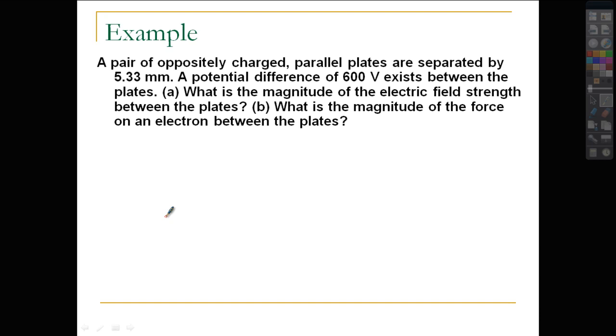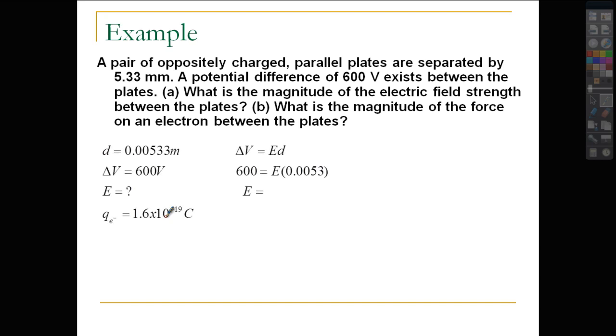So example, a pair of oppositely charged parallel plates are separated by 5.33 millimeters. A potential difference of 600 volts exists between the plates. What is the magnitude of the electric field strength between the plates, and what is the magnitude of the force on an electron between the plates? So we write down everything we know, because word problems, that's the kind of thing we do. So our distance is 5.33 millimeters. Make sure you convert that to meters. Our voltage is 600 volts. We're looking for E. Charge on an electron is 1.6 times 10 to the minus 19 coulombs.